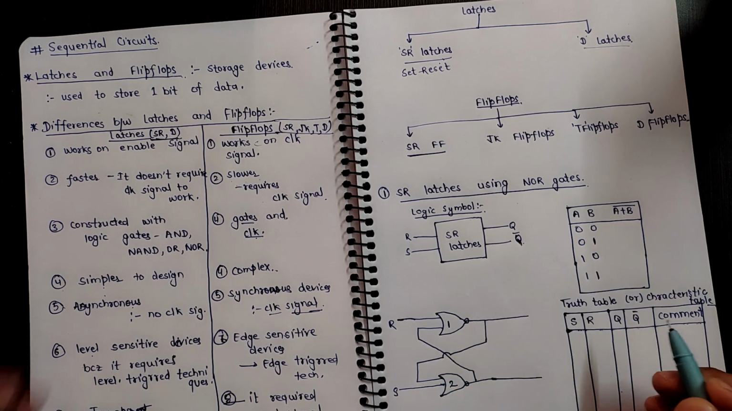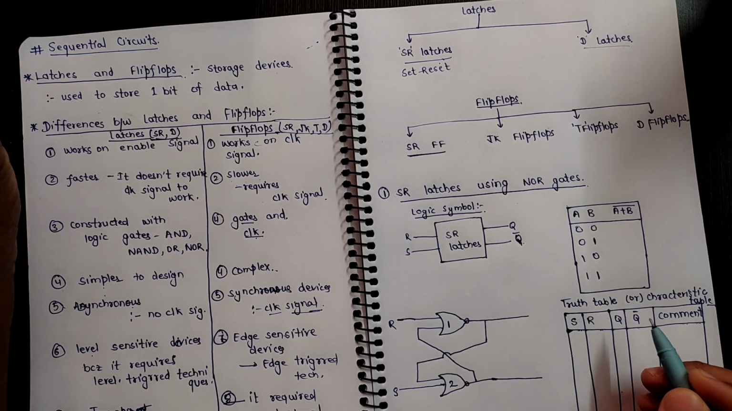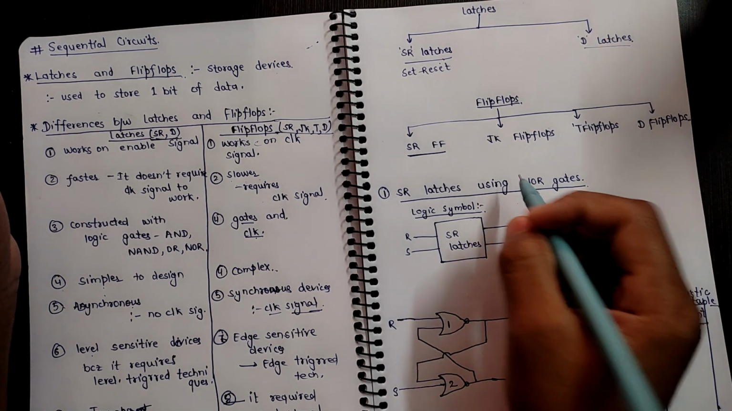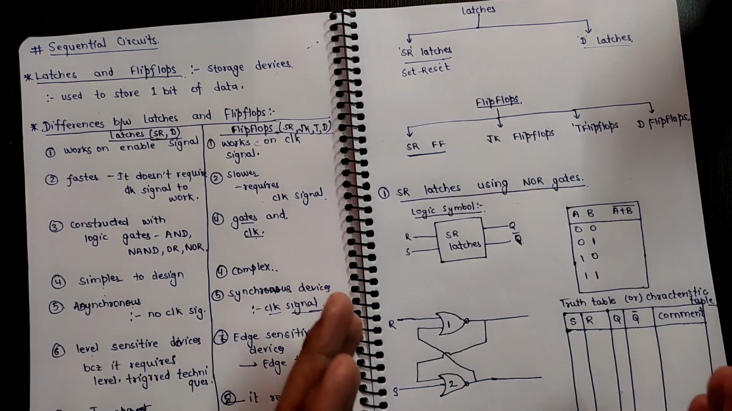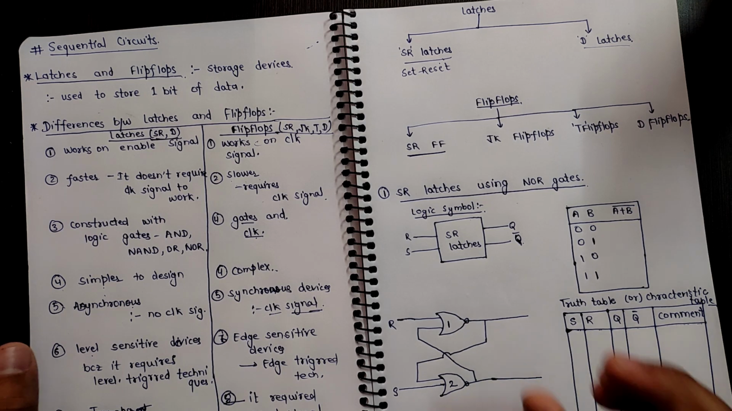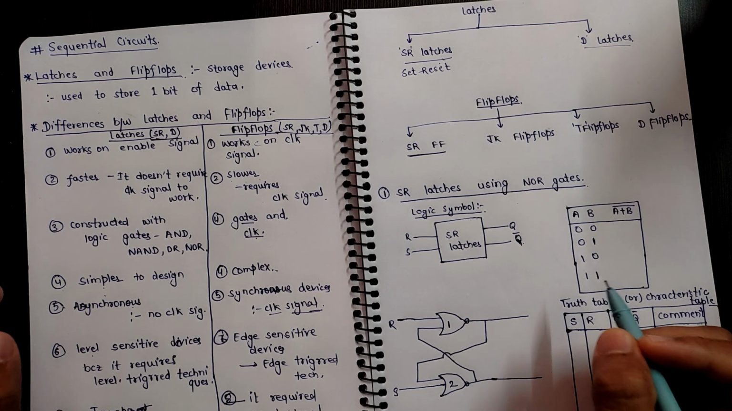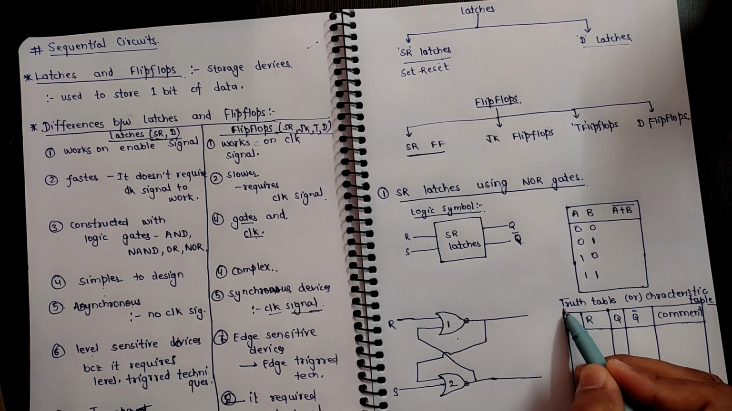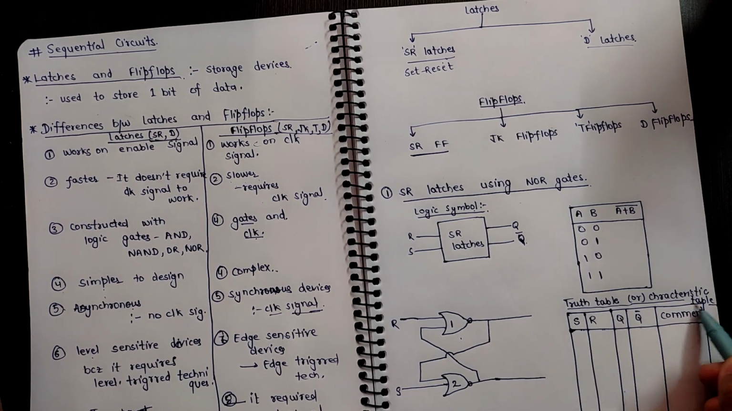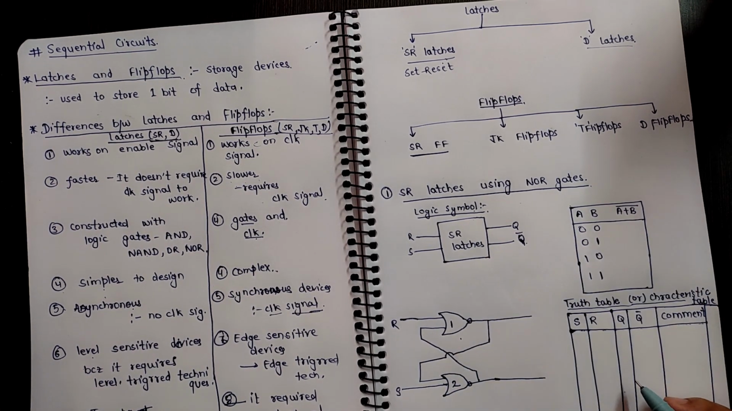So first of all, the question is, what is the full form of SR latch? The SR latch stands for set reset, means the set value and the reset value. That's why its name is SR latches. In this video we will deal about the logic symbol, logic circuit and the truth table, or we can say the characteristic table of the SR latches.